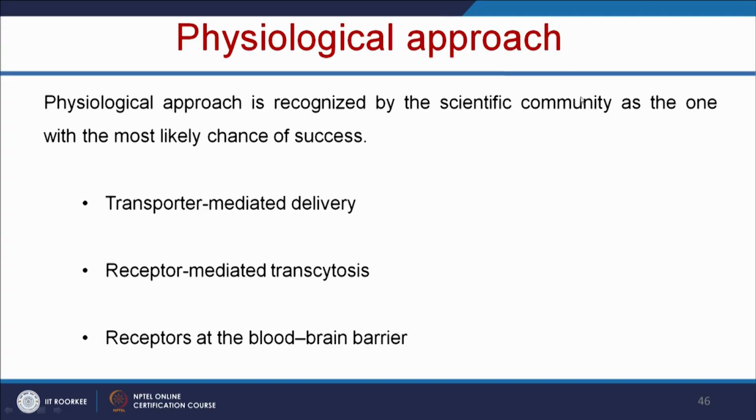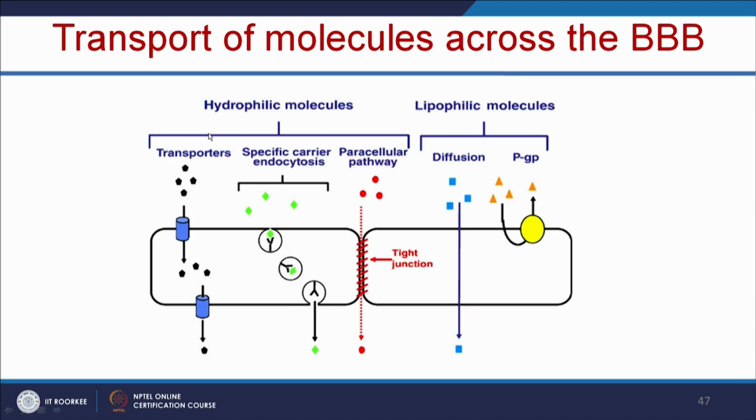So, let us see the physiological approach. The physiological approach is recognized by the scientific community as the one with the most likely chance of success. Here, the drug will be delivered to the brain region by transporter mediated delivery, receptor mediated transcytosis, and receptor mediated delivery at the blood brain barrier. You can see here that hydrophilic molecules can cross the blood brain barrier using these transporters or specific carrier endocytosis, or they can use the paracellular pathway, that is the gap junction between these 2 cells. And the lipophilic molecules can simply diffuse across the blood brain barrier.